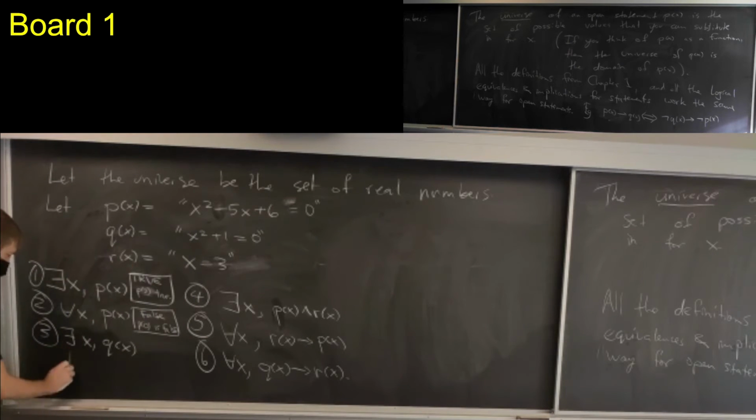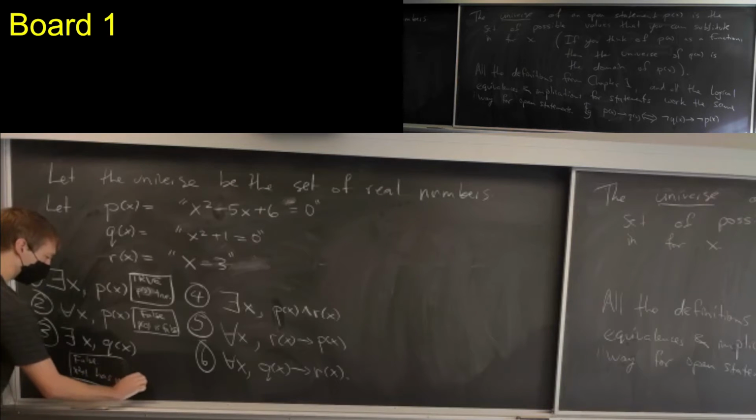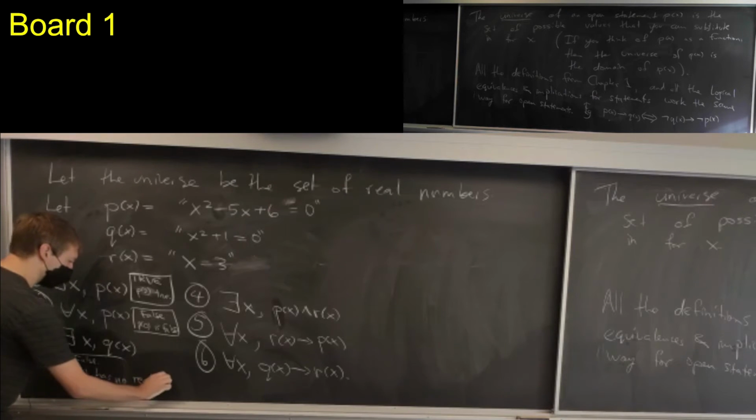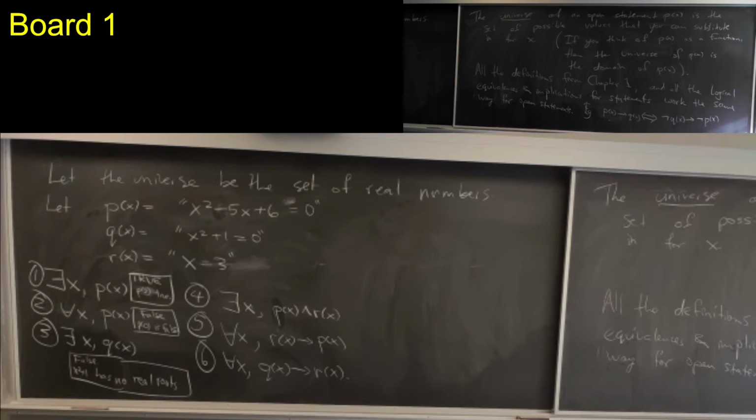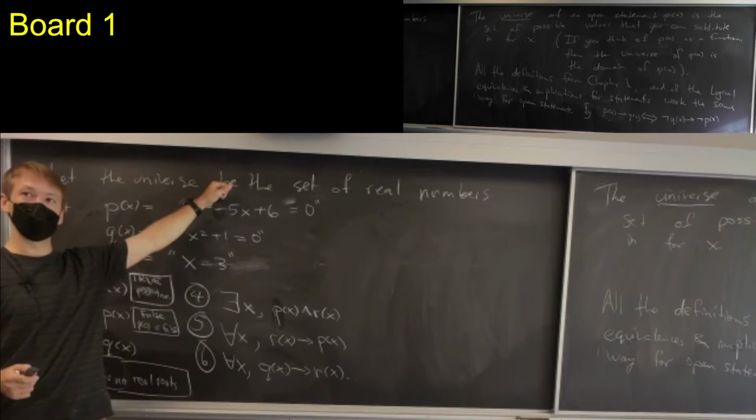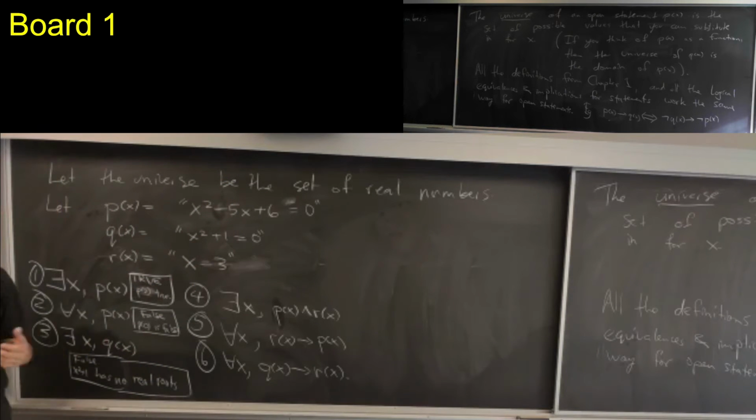So this is false because x squared plus 1 has no real roots. Right? But as it was said, if I let the universe be the set of complex numbers, then it would be true. Right? That's important. Okay. Any questions about any of these?